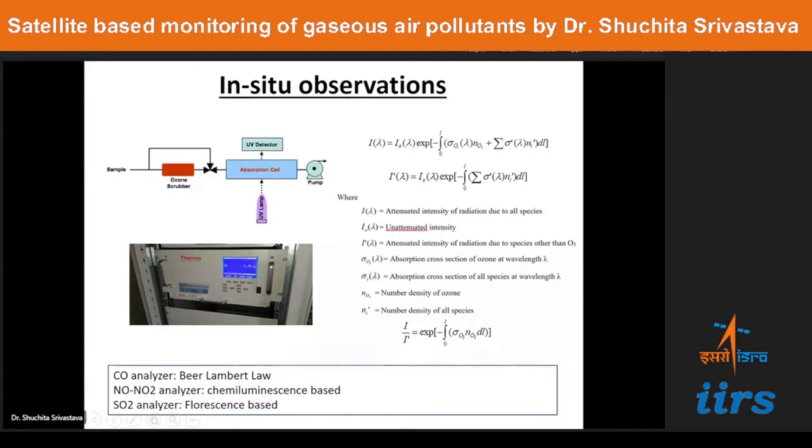Now, there are other similar instruments also present. The CO analyzer is also based on Beer-Lambert law, and it absorbs at 4.7 micrometer. The ozone instrument is based on 254 nanometer absorption. NO and NO2 are measured by the chemiluminescence method, where a chemical reaction takes place and then photons are counted for getting the number density of NO and NO2. And the sulfur dioxide analyzer is based on the fluorescence method. Now we will go for the satellite measurement.